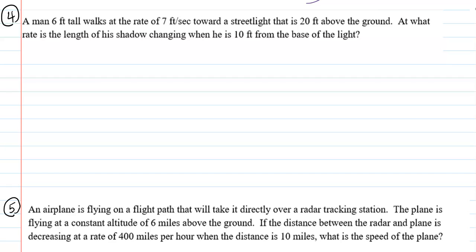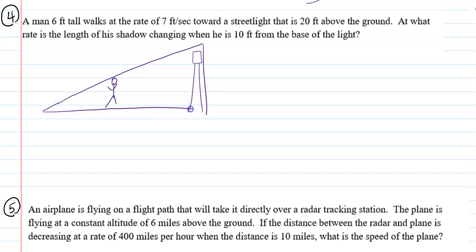The first thing that we're going to want to do is draw a picture. And so here's our person. And here is the street lamp. And if you remember these problems from geometry, they are always about similar triangles. And we're going to assume that we have a perpendicular situation. And throwing in some numbers here, the man is 6 foot tall. The street lamp is 20 feet.